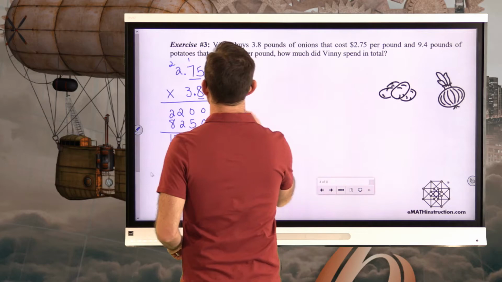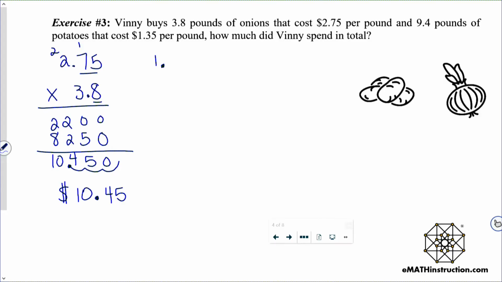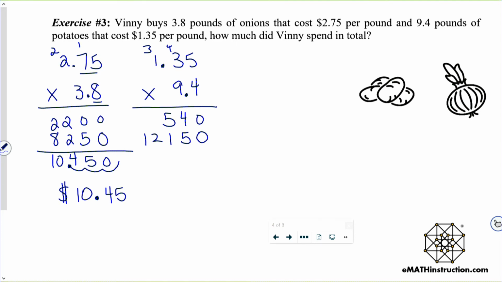Here we go. So I'm going to have my 135 times 9.4. You just got to be careful here. 4 times 5 is 20, carry the 2. 4 times 3 is 12, and another 2 is 14. And 4 times 1 is 4, plus 1 is 5. Put my 0 down in my standard multiplication algorithm. 9 times 5 is 45, carry the 4. 9 times 3 is 27, plus that weird looking 4 is 31. And 9 times 1 is 9, plus another 3 is 12.